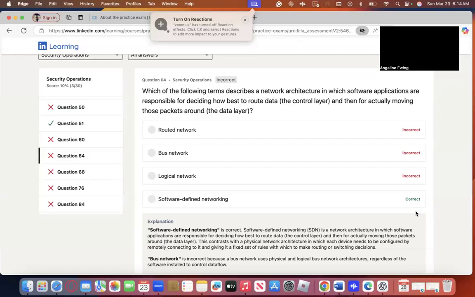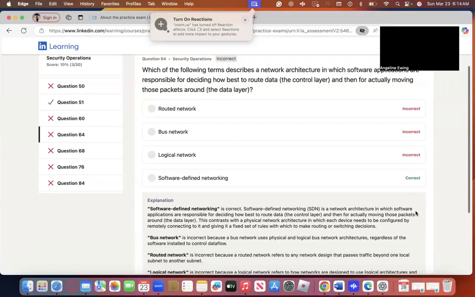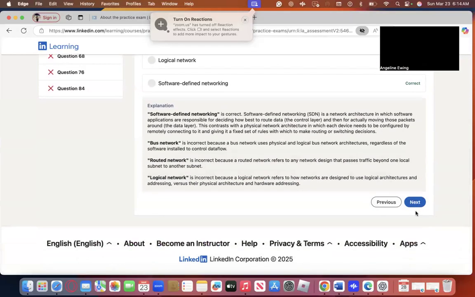This contrasts with a physical network architecture in which each device needs to be configured by remotely connecting to it and giving it a fixed set of rules with which to make routing or switching decisions. The incorrect answers are bus network, routed network, and logical network.